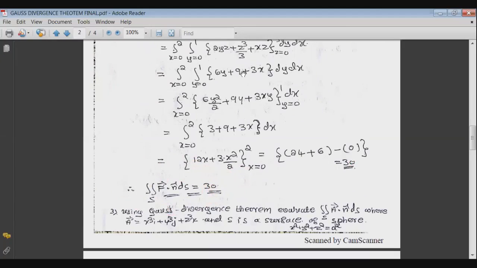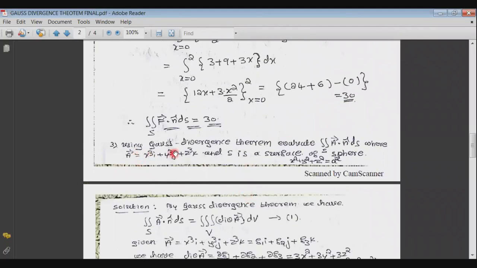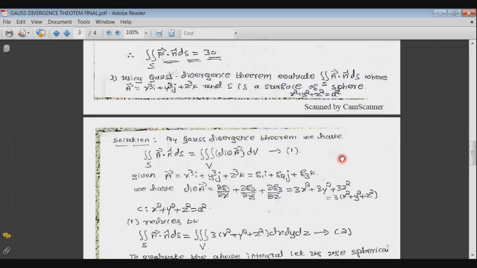That will be the way how we can use the Gauss divergence theorem in order to evaluate the surface integral for the given surface. Now let us go with one more example. Using Gauss divergence theorem, evaluate the double integration over S of a bar dot n cap dS, where a bar is given by x cube i plus y cube j plus z cube k, where S is the sphere x square plus y square plus z square equals a square.